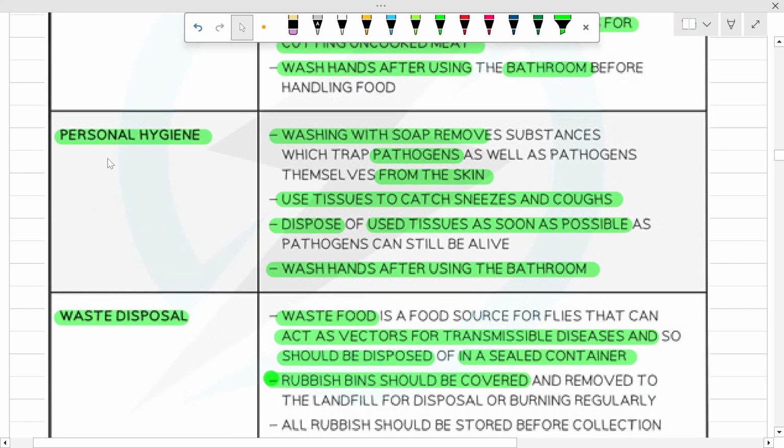The second one is personal hygiene. Washing hands with soap removes pathogens from the skin. Use tissues to catch sneezes and coughs. Dispose of used tissues as soon as possible and wash hands after and before using the bathroom.